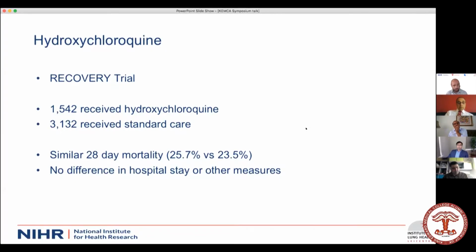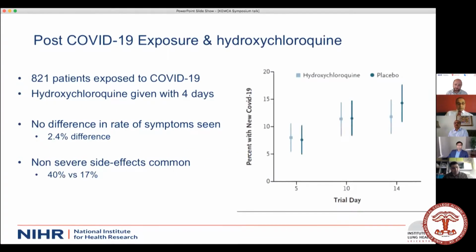So we've got one that works a little bit in remdesivir and 2 that don't work. The other question, and I apologize I haven't got the reference, this is recently out in the New England Journal, is post-COVID-19 exposure. If I were a public health physician, I wouldn't want to just treat COVID, I would want to stop the spread and stop people getting it. And there was a question on whether giving hydroxychloroquine early to people, much like in TB screening, could prevent people developing it and passing it on.